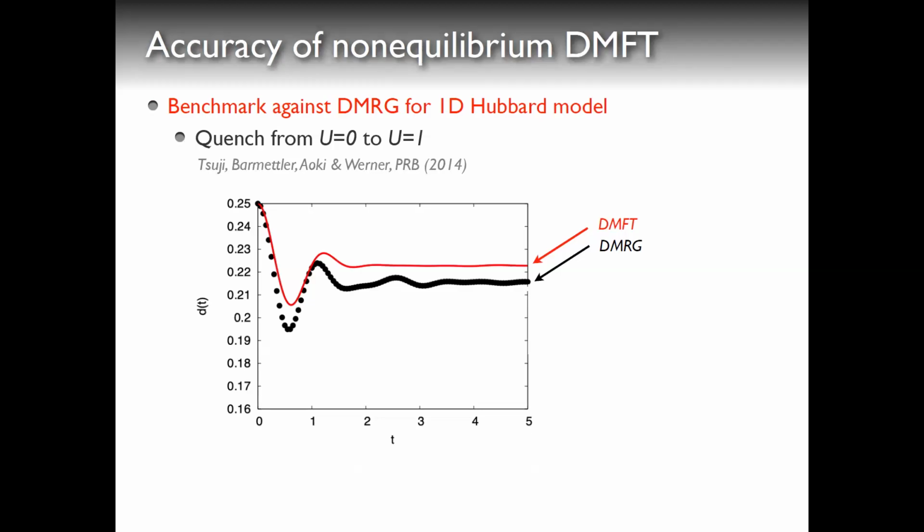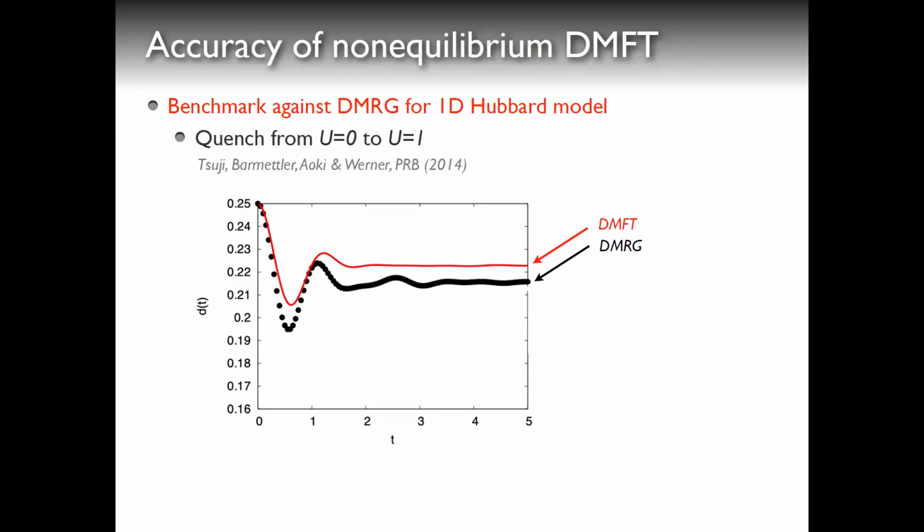So let's now test the dynamical mean field formalism itself. DMFT in low-dimensional systems is by itself an approximation. Let's see how severe this approximation is. To test this, we have studied, first of all, a one-dimensional Hubbard model, an interaction quench in a one-dimensional Hubbard model.